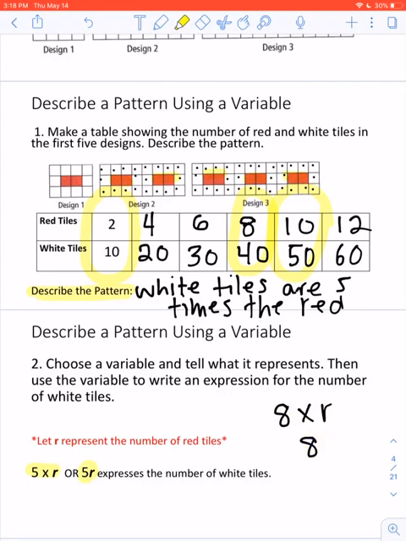So here we're saying let R represent the number of red tiles. We know that the white tiles is 5 times the red tiles. If the red tiles are 2, the white tiles are going to be 10. If the red tiles are 6, the white tiles are going to be 5 times as many, right? 6 times 5 is 30. So 5 times R, or 5R, is this expression that we're talking about. Okay, that's what that means.